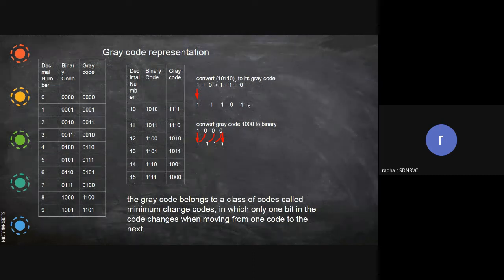Okay. Now, reverse: given the gray code, you will be asked to convert it into binary. We'll see how to do that. So it should be like this. Reverse will do it. The same: convert gray code 100 to binary. So this is the given gray code. Now you write as such, okay? The most significant bit, you have to write as such.